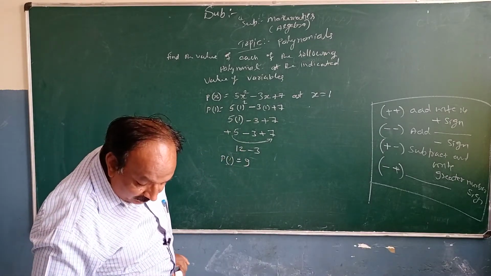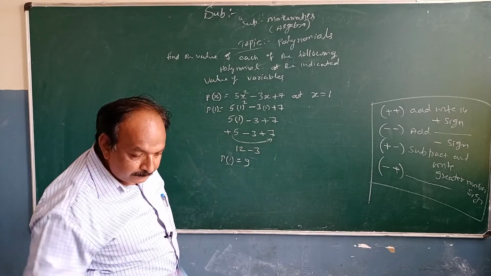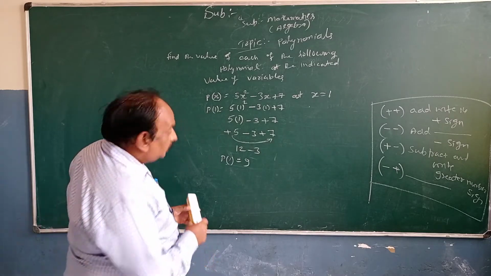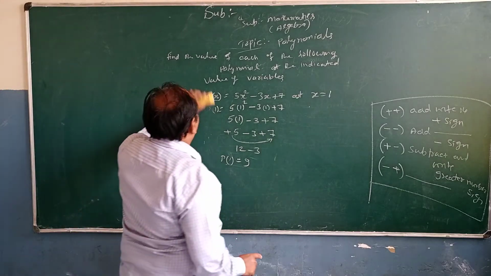What is the value of P of 1? 9. Now consider one more.